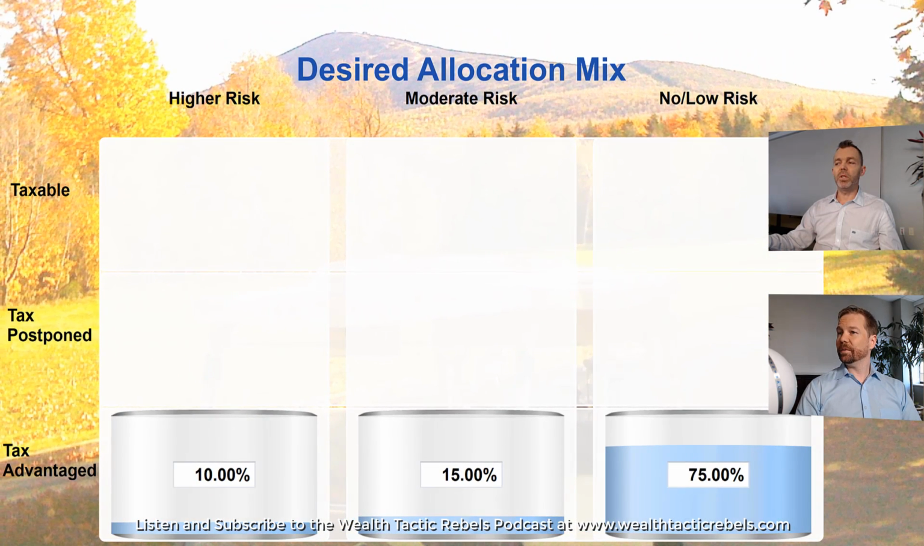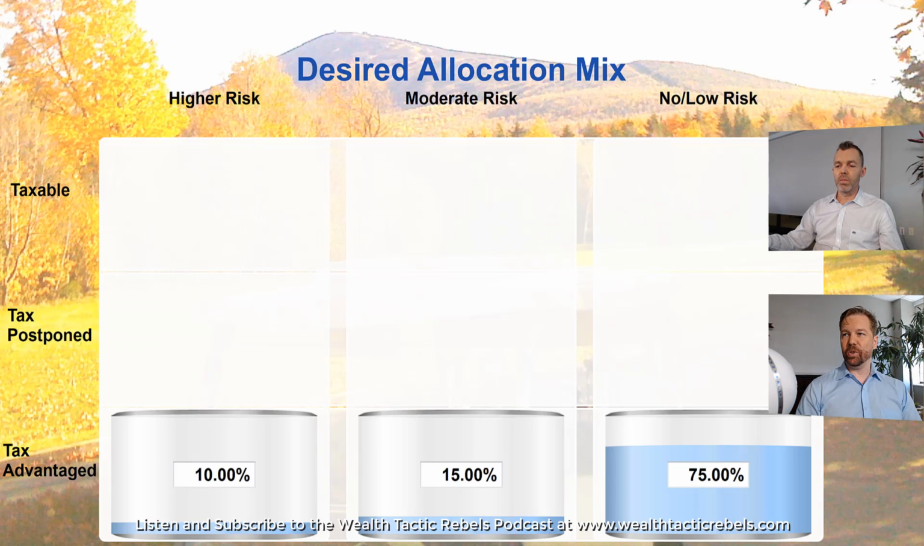All right, so now let's look at the combination of all of these things. Across the bottom here in the blue is what you said ideally you would like. Now, Wealth Tactic Rebels, you might have a slightly different answer here, but try to picture what it is. Remember, he said he wanted 100% tax advantage, so that's the bottom line. That's all tax advantaged or tax-free. 10% in high risk, 15% in moderate risk, 75% in low risk. Yours might be a little bit different.